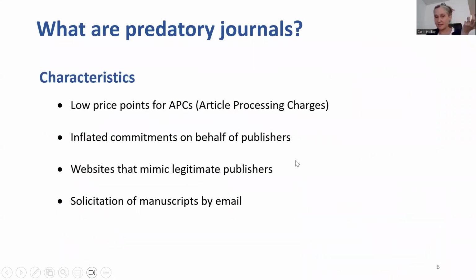But the characteristics that Beall identified as being key for predatory journals were the low price points for APCs, or article processing charges. So this is the charge that an author would pay to have their journal published. Not open access journal. A traditional journal structure is the author doesn't pay anything, but the user, so either a library who is subscribing to the journal or an individual, actually pays to read the article. So this is pay to publish rather than pay to read.